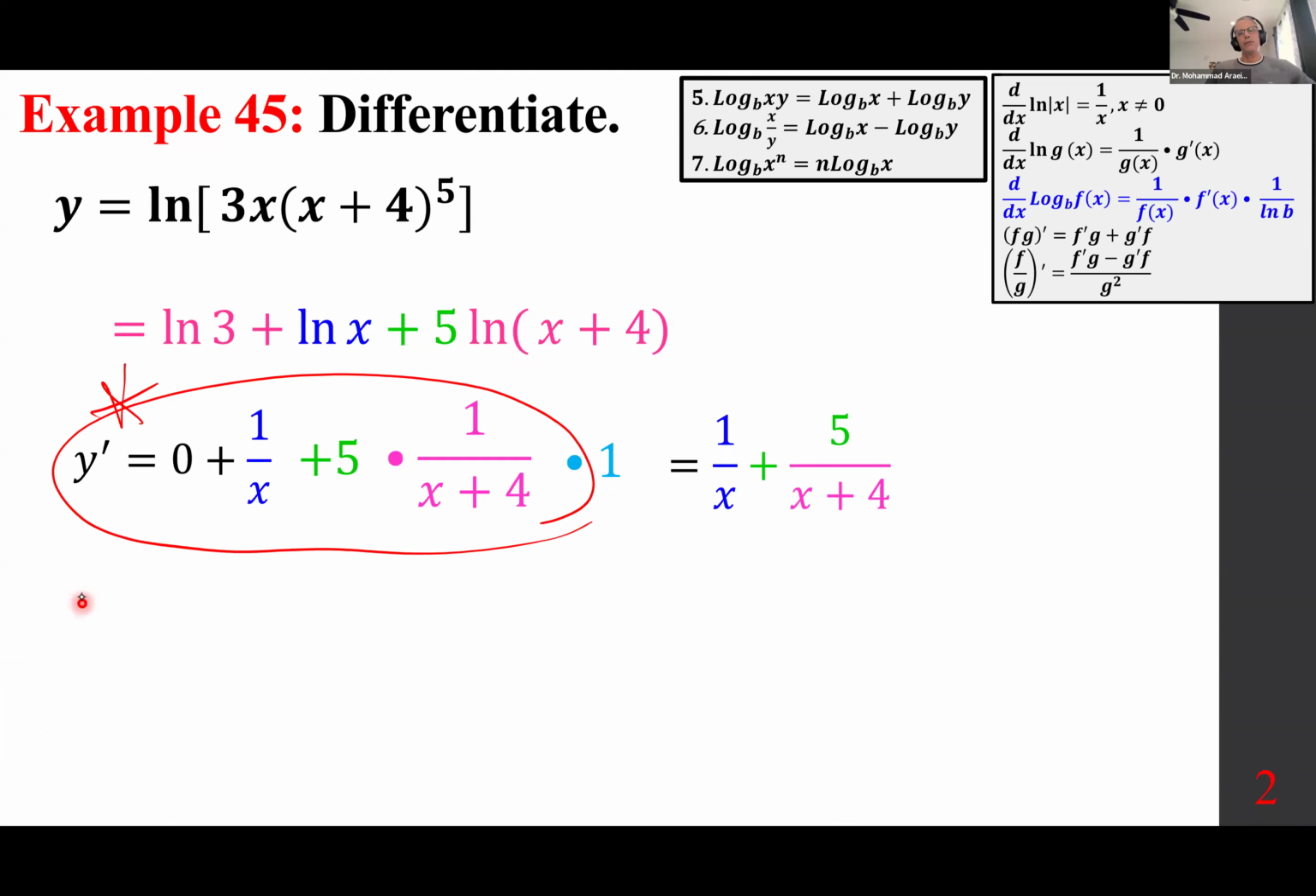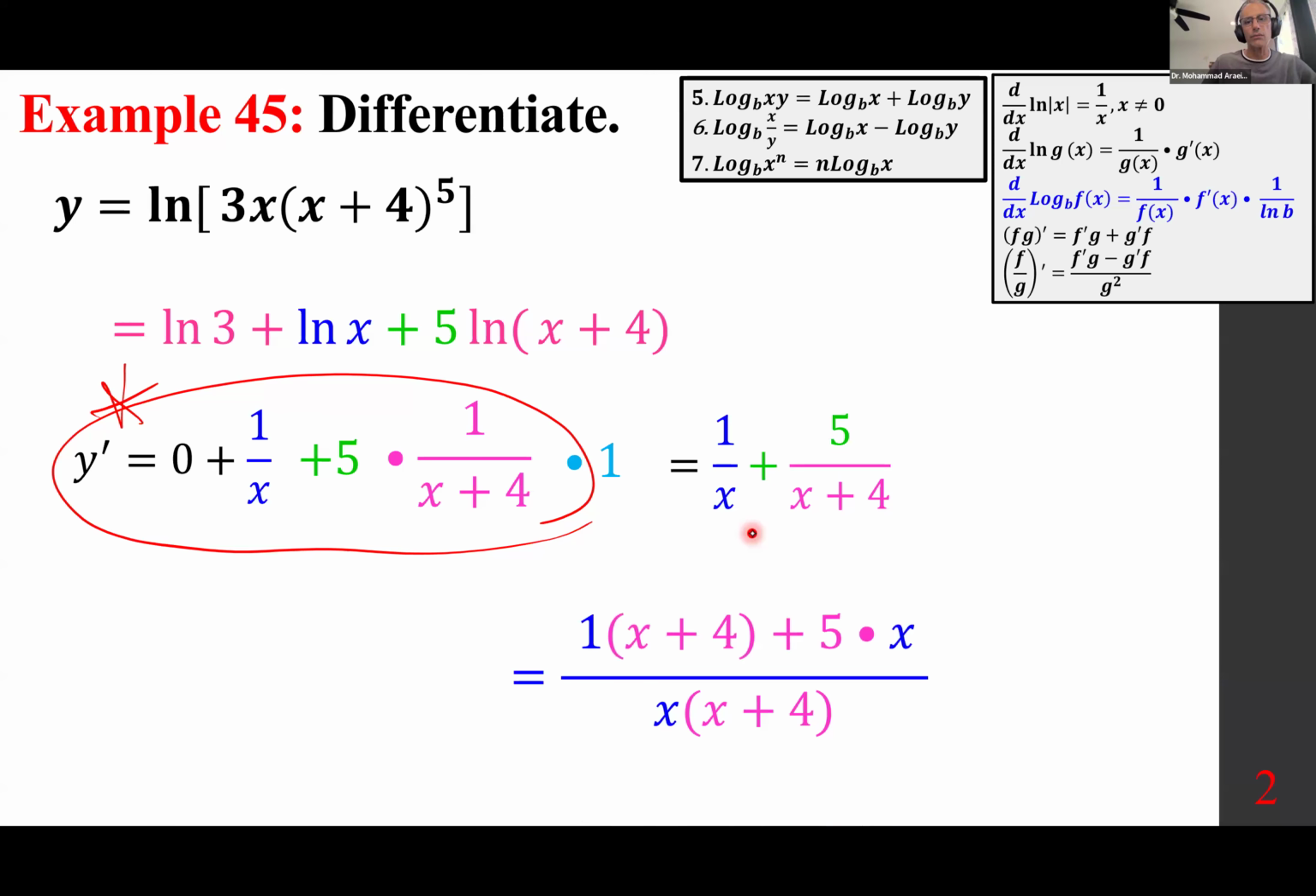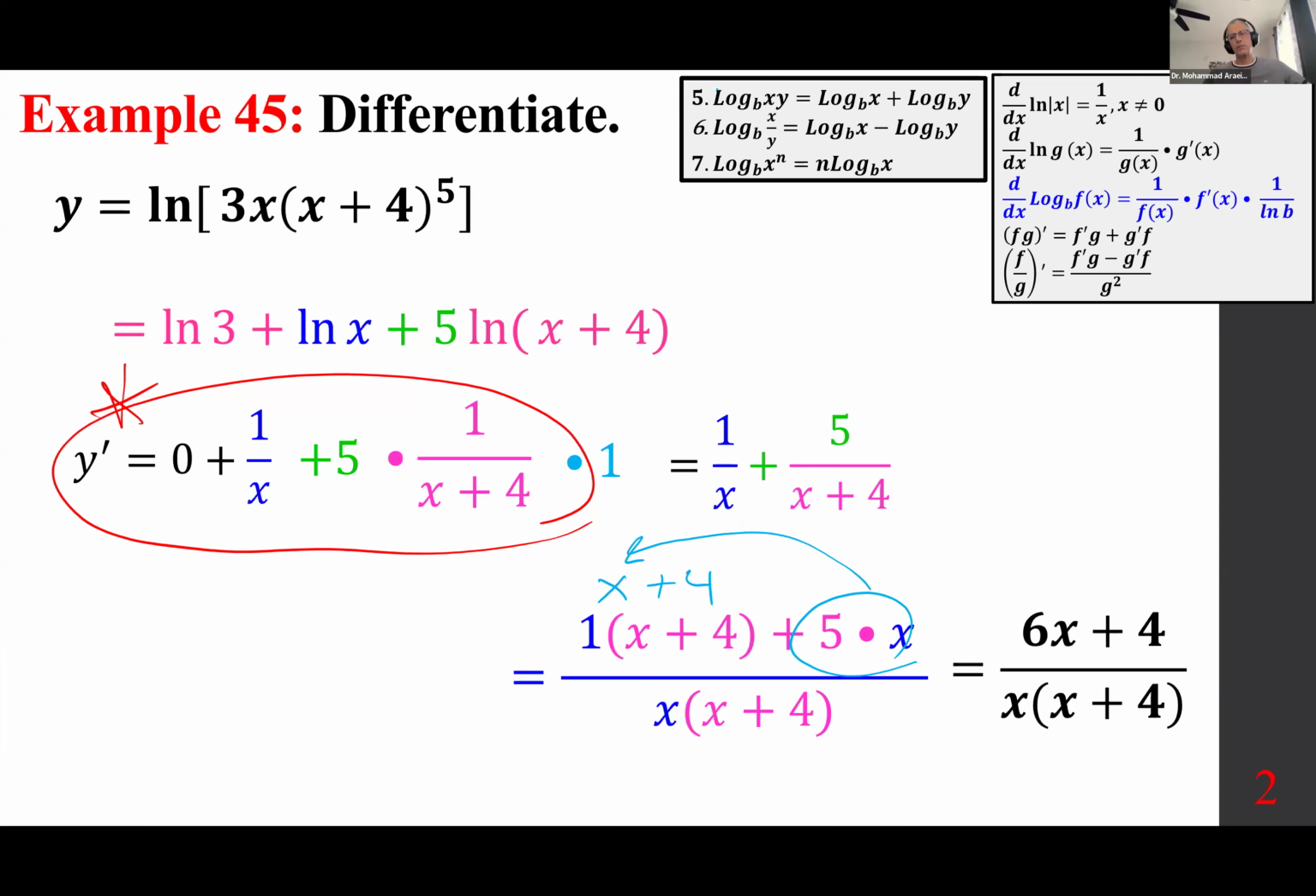And now, obviously, the LCD, the common denominator, is x times x plus 4. So we have 1 times x plus 4 plus 5 times x. So 1 times x plus 4 plus 5 times x, and it's x plus 4. And we have 6x plus 4 over x times x plus 4 as the final answer.